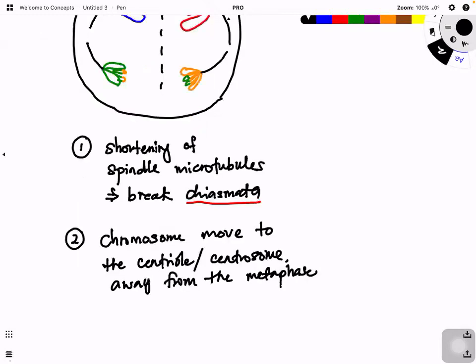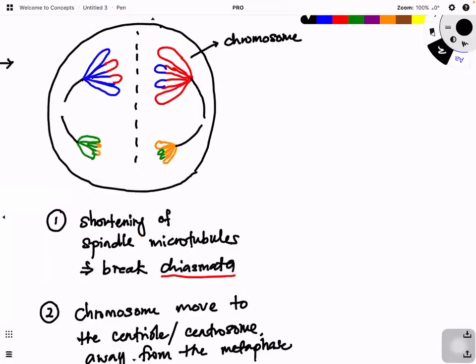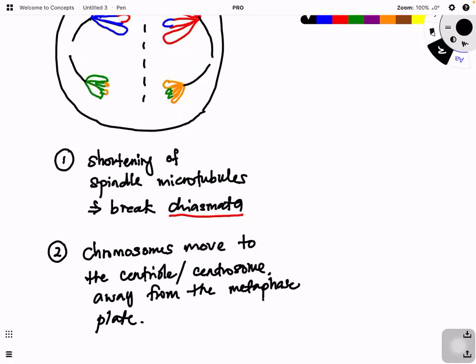Okay, questions always like to ask you to draw a particular anaphase. Why? Because anaphase 1 and anaphase 2 are totally different. You can see that now. That is the break of the chiasmata, and then who moves to the opposite pole? It is the chromosome, not the sister chromatids. The chromosome is the one that moves towards the centriole and away from the metaphase plate.